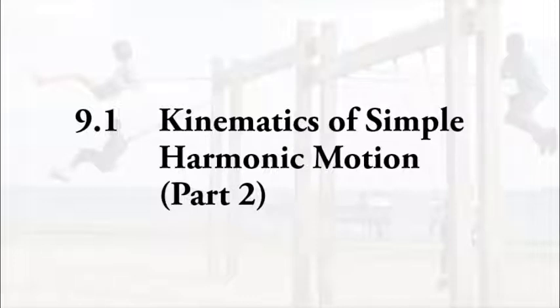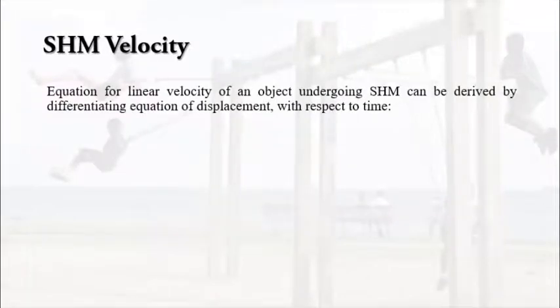In simple harmonic motion, we can determine the values of these few variables by using time or displacement at a particular point. Now let's see how we are going to determine the velocity in terms of time. In chapter 2, we learned that velocity at a particular instant can be calculated by using v equals dx over dt. Thus, the equation for linear velocity of an object undergoing simple harmonic motion can also be derived by using the same method, which is by differentiating the equation of displacement with respect to time.